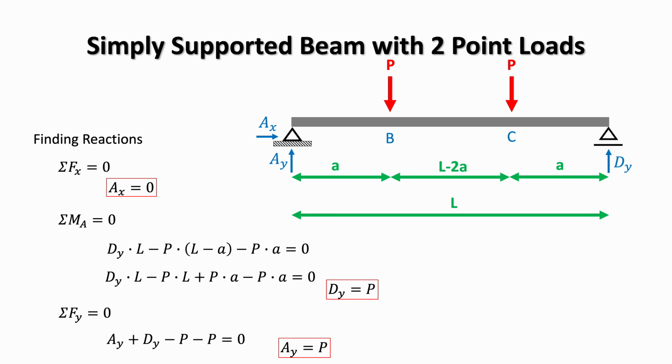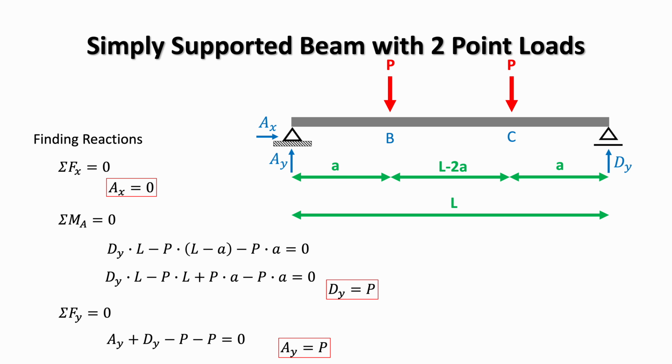We begin by determining the support reactions using equilibrium. First, we consider equilibrium in the horizontal direction. There are no horizontal loads acting on the beam, so the horizontal reaction at A is 0. Next, we take moments about point A. Taking moments about A eliminates the reactions at A and leaves only the reaction at D and the 2 applied loads. Solving the moment equilibrium equation shows that the vertical reaction at D is equal to P.